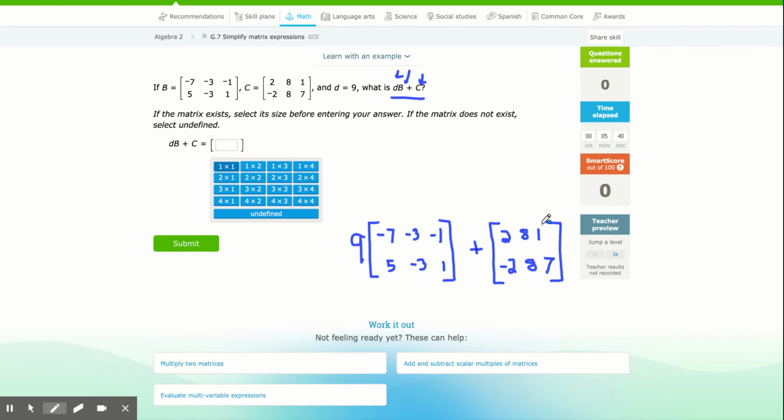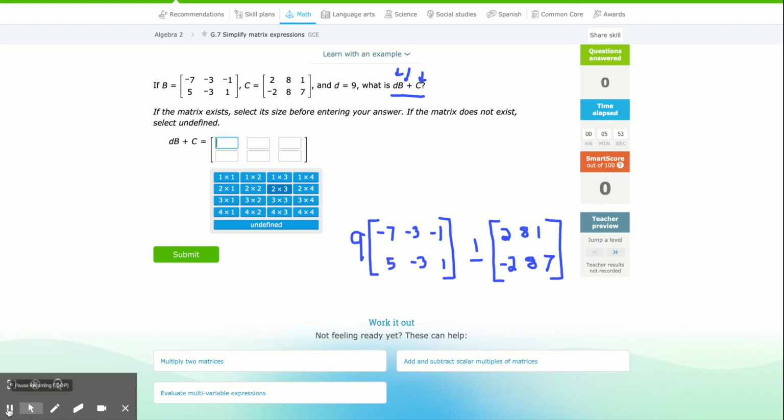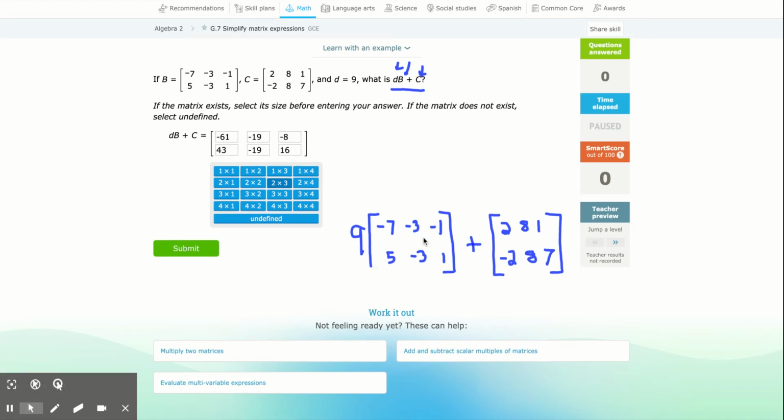Once you write it down like this, then proceed to distribute in the 9, and then add the corresponding elements to get your final outcome. And your final outcome will obviously be a 2 by 3 matrix. Now, I just paused and took the time to do this on paper. But again, just remember to do this.